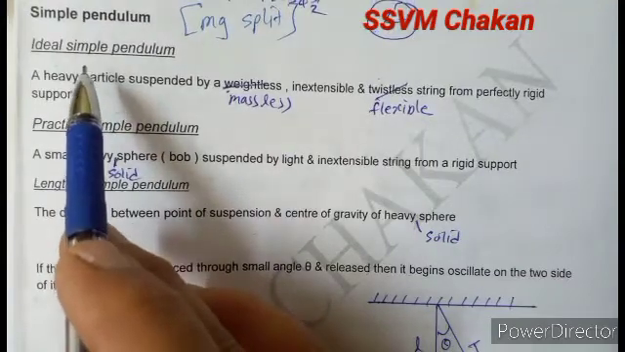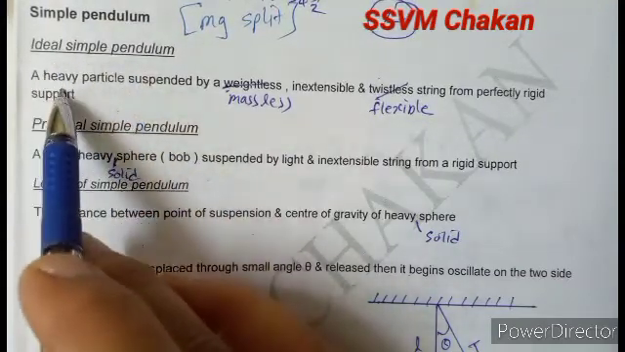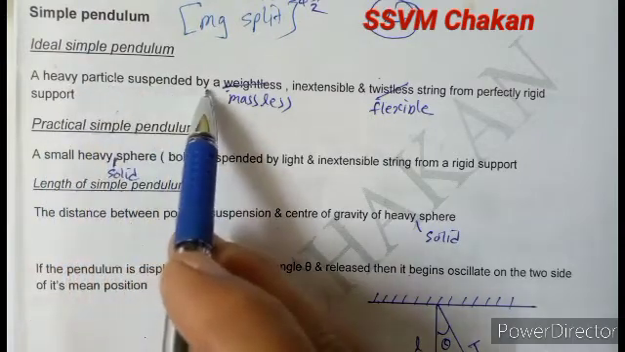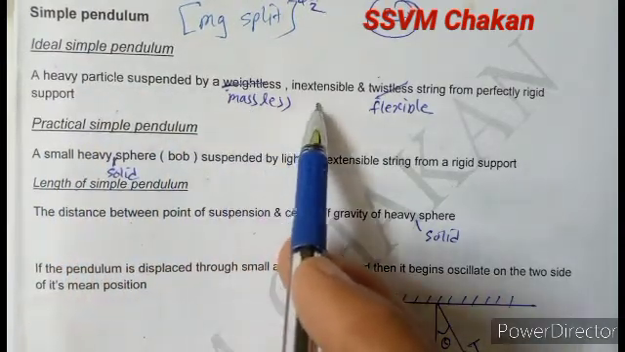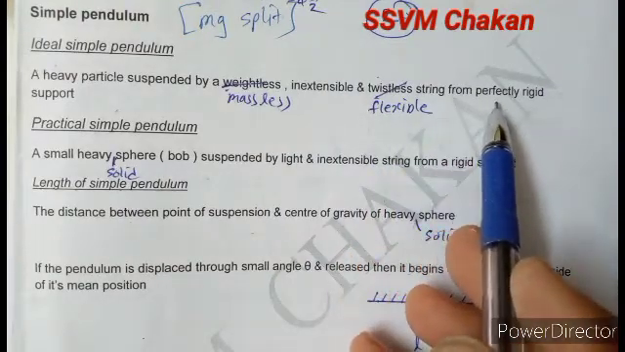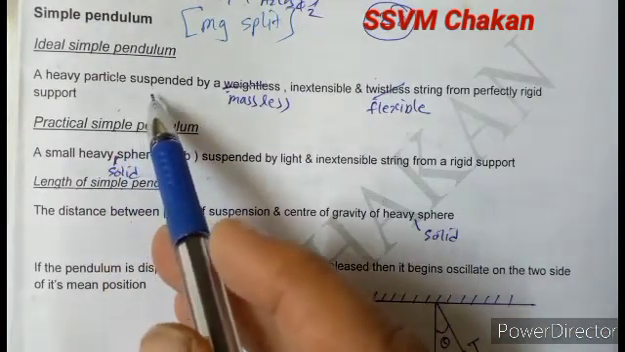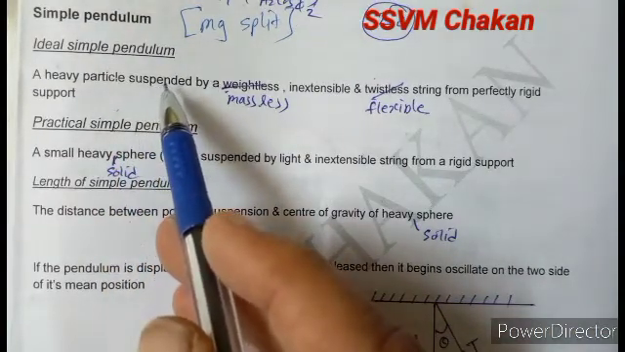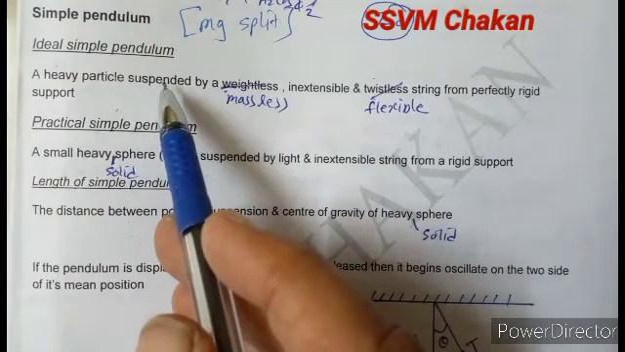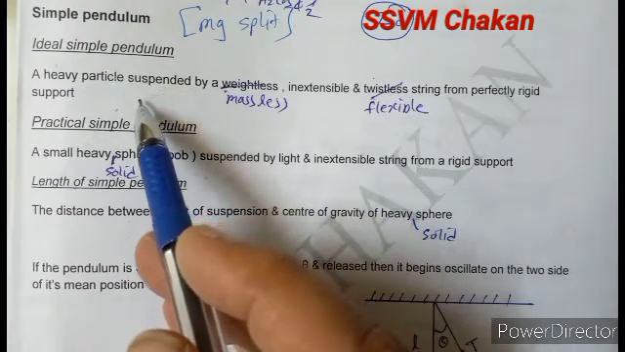We see the simple pendulum. First, the ideal simple pendulum. A heavy particle suspended by a massless, inextensible and flexible string from a perfectly rigid support is called an ideal simple pendulum. We know the pendulum; we have seen that in a previous lesson.